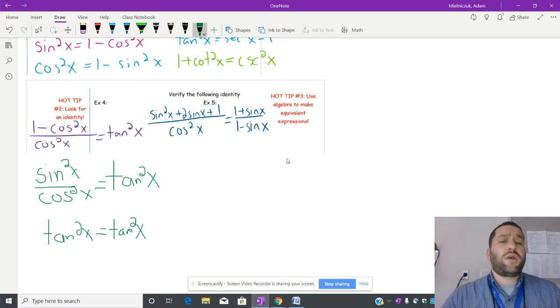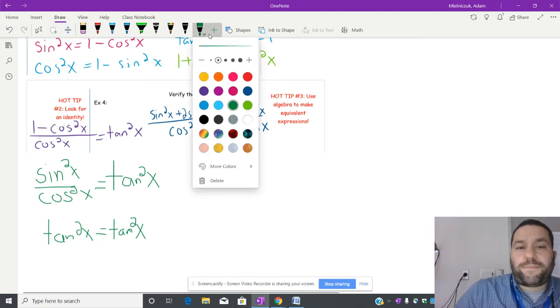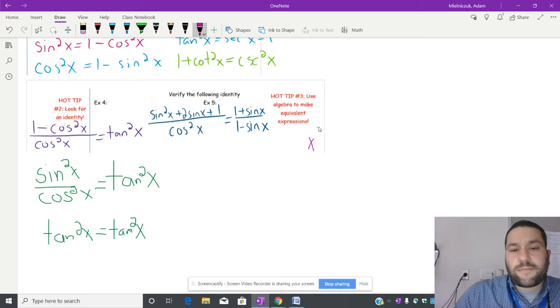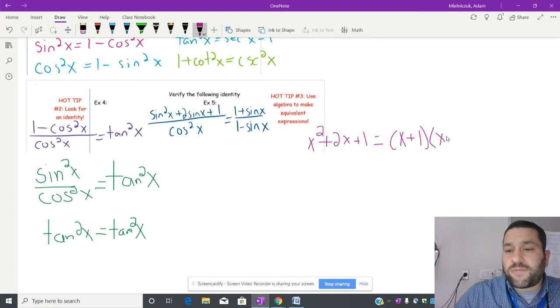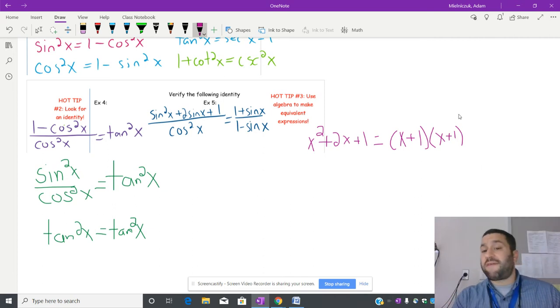All right, but now let's look at a little bit more difficult problem. But before we do that, I want you to take a look at something very similar to help us. If I had x squared plus 2x plus 1, we know that that can factor to x plus 1 times x plus 1. Okay, we did that. I don't even remember what unit it was. I think it was unit 8. I'm not even sure, but we've done that factoring, right?